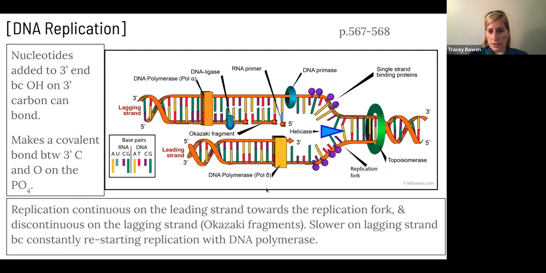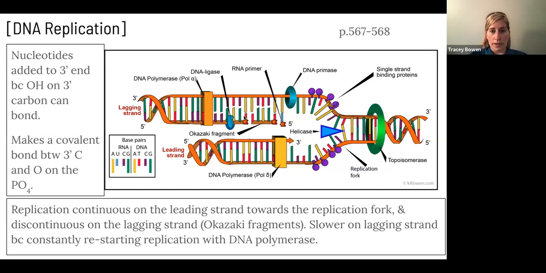Continuous replication on the leading strand goes towards the replication fork, but it's discontinuous on the lagging strand. And these discontinuous pieces are called Okazaki fragments. The replication process is slower on the lagging strand because it's constantly restarting replication with DNA polymerase.